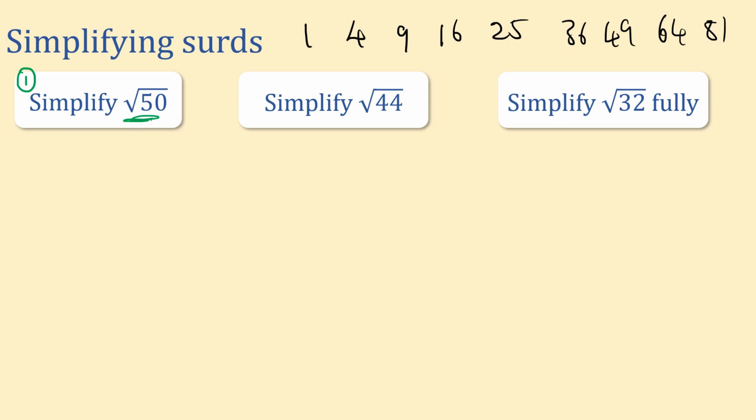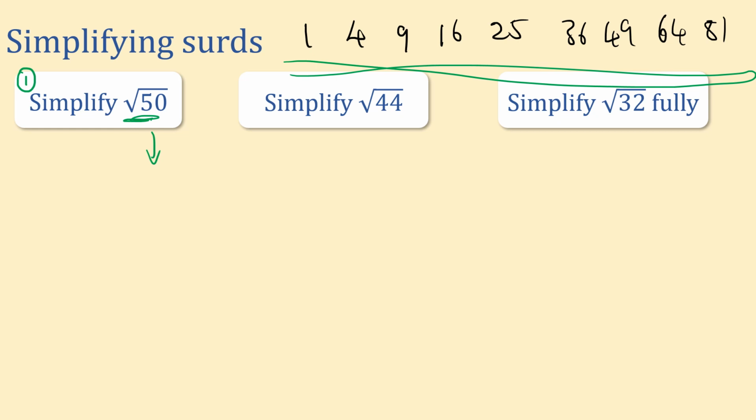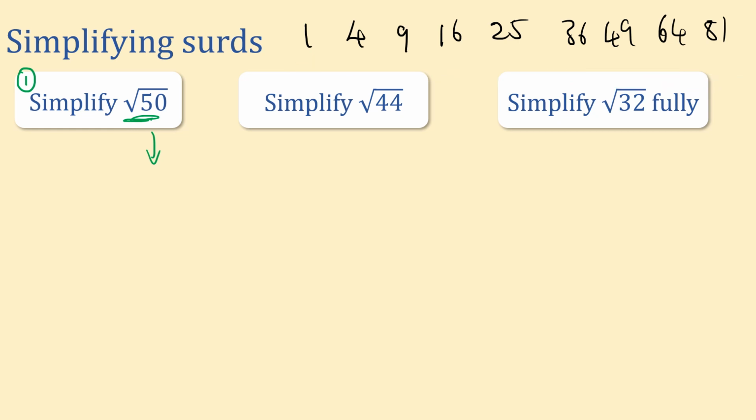Okay, so the 50, well, I'm looking for the biggest one of these numbers along the top that is a factor of 50. Well, I can see, well, 25 goes into 50. It goes into 50 twice. Nothing bigger than that is a factor of 50. So what I'm going to do, in fact, let's absolutely circle that. So the square root of 50 can be split into the square root of 25 times 2. Okay, so it's exactly the same as the square root of 25 times 2.